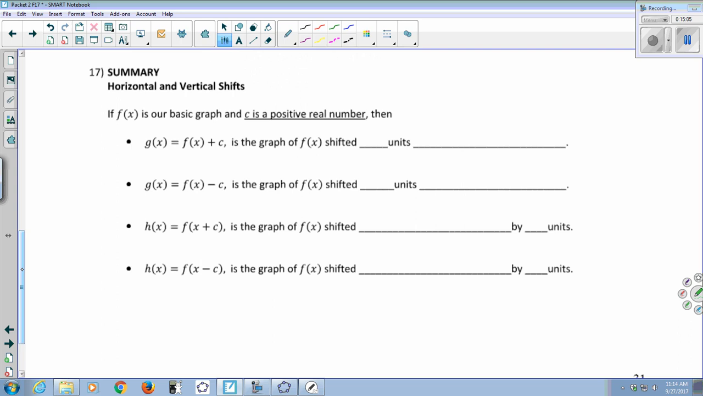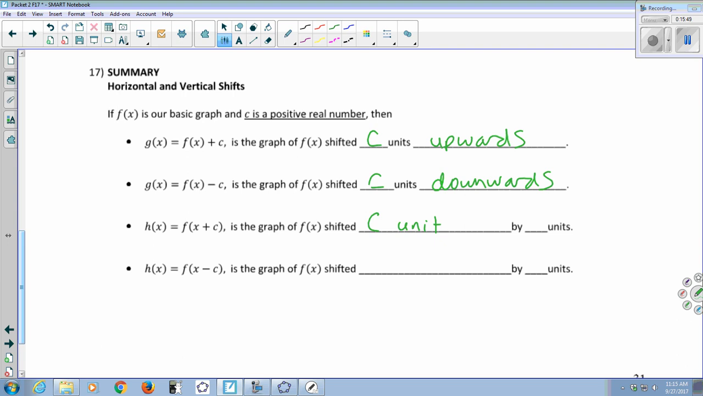All right, to summarize, we have learned in this lesson about horizontal and vertical shifts. So if f of x is our basic graph or our parent function, and c is a positive real number, then g of x equals f of x plus c is the graph of f of x shifted c units upwards. F of x minus c is the graph of f of x shifted c units downwards.